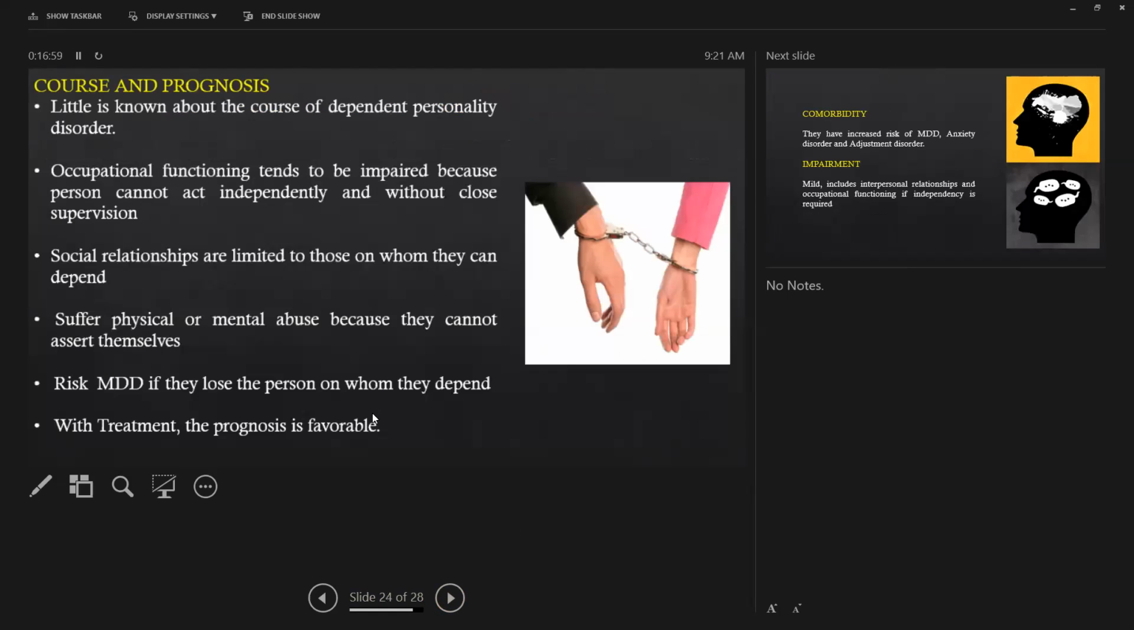Course and prognosis. Little is known about the course of dependent personality disorder. Occupational functioning tends to be impaired because the person cannot act independently without close supervision. Social relationships are limited to those on whom they can depend. They suffer physical or mental abuse because they cannot assert themselves. Risk of major depressive disorder is seen if they lose the person on whom they depend. With treatment, however, the prognosis is favorable.